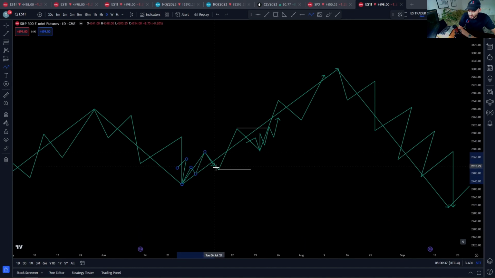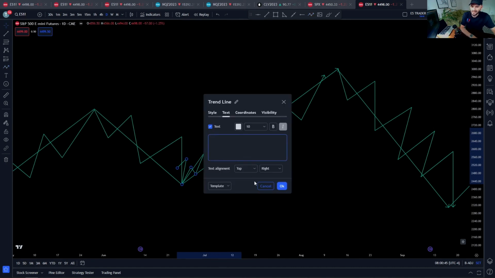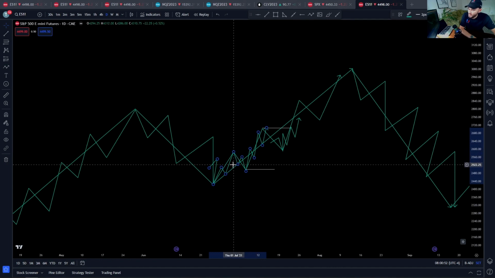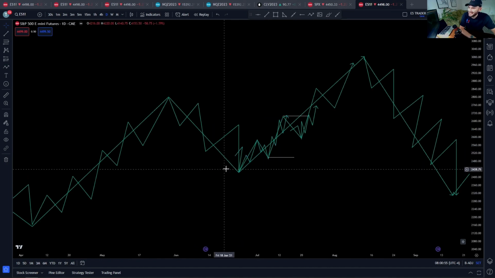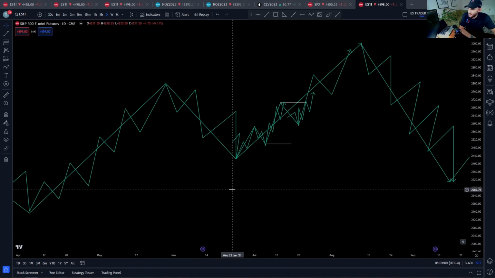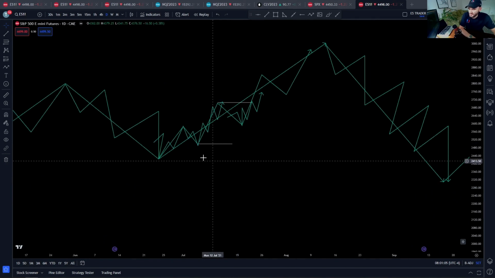structure, pull back, move higher, right? It's here where we can anticipate higher time frame breaks of market structure on the lower time frame. So we are anticipating a lower time frame change in the state of delivery and market structure to create a higher time frame break of market structure and change in state of delivery.